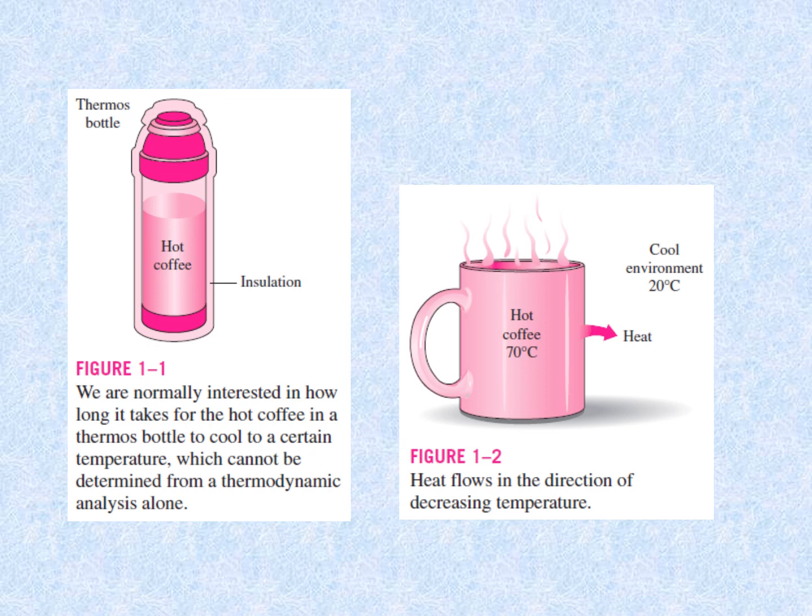Okay, so these are the examples of heat transfer and thermodynamics. The first one is figure 1.1, which is the thermos bottle, and the second one is figure 1.2. Basically, in figure 1.1, we are interested in the heat transfer. We are interested in the direction and the time taken for the hot coffee inside the thermos bottle to cool down to the environment temperature. And in the second one, we are interested in the direction of heat, which is from the high temperature side to the low temperature side.